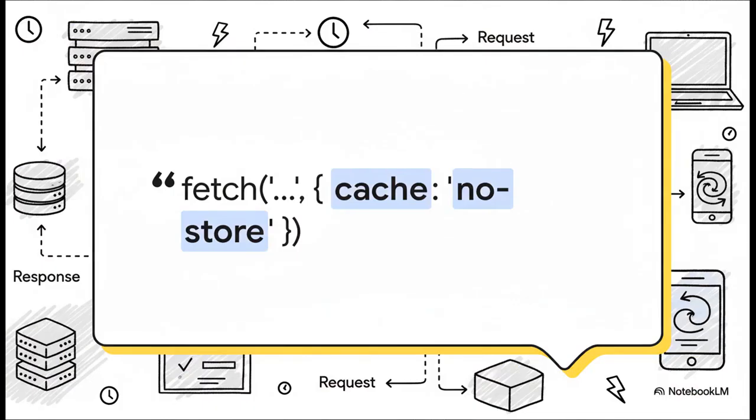So the easiest way to make absolutely sure you're getting fresh data is to just tell a specific request to skip the data cache entirely. All you have to do is add cache equals no store to your fetch call. You're basically telling Next.js, hey, for this one request, ignore the pantry, go directly to the source every single time.